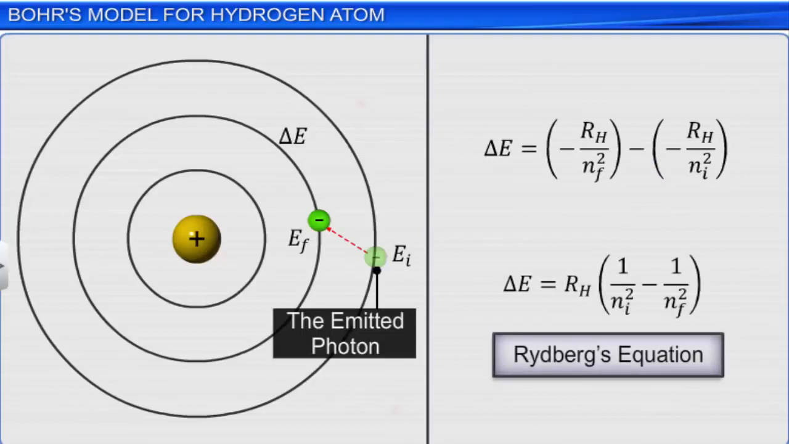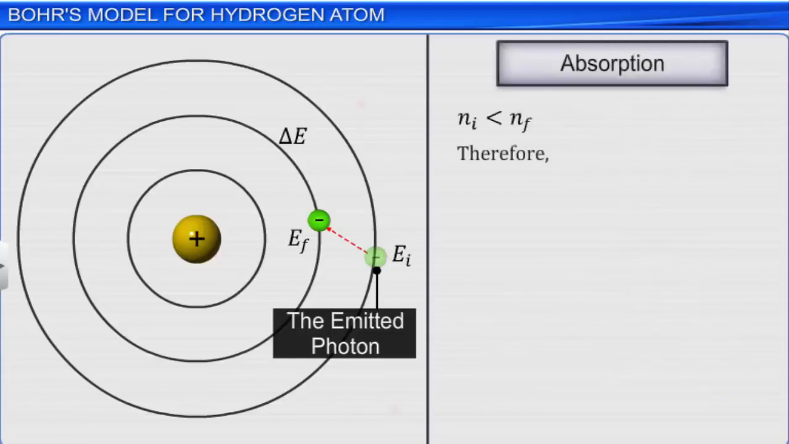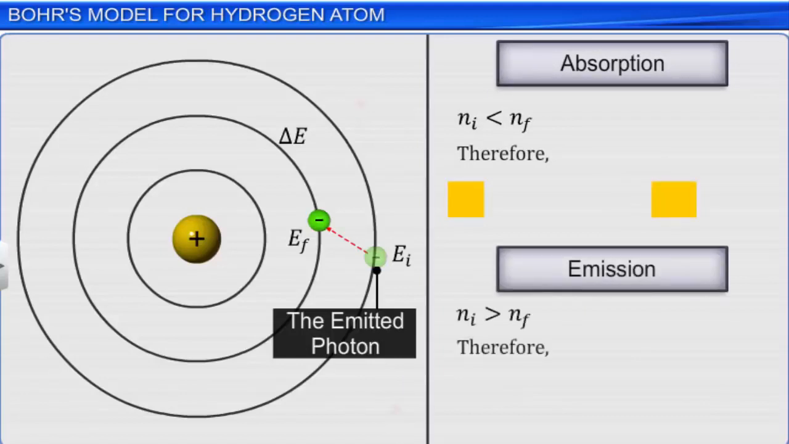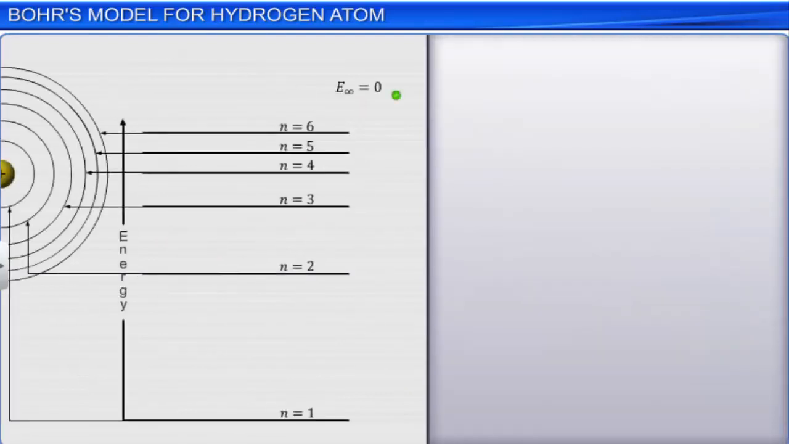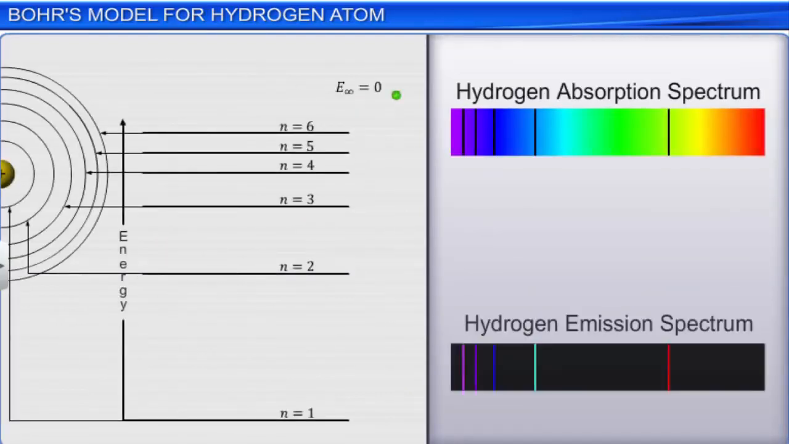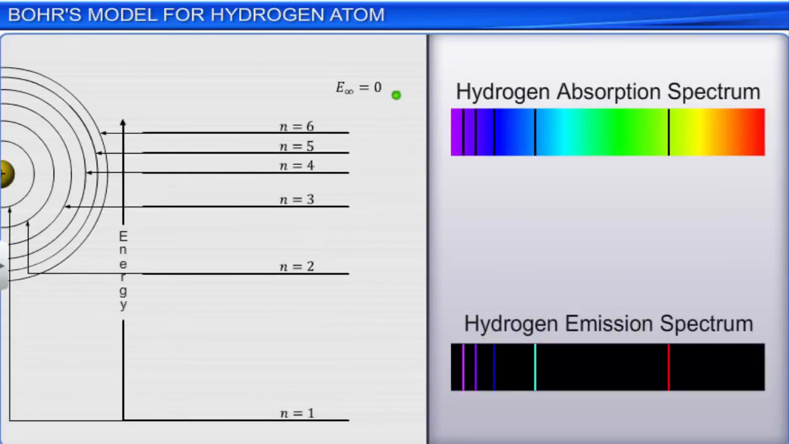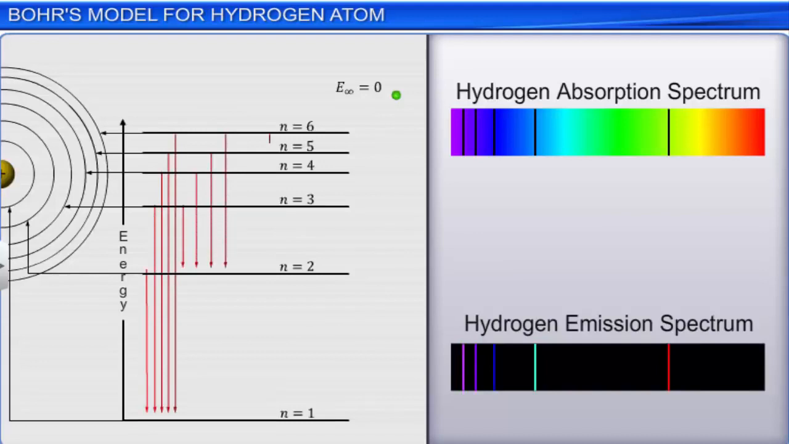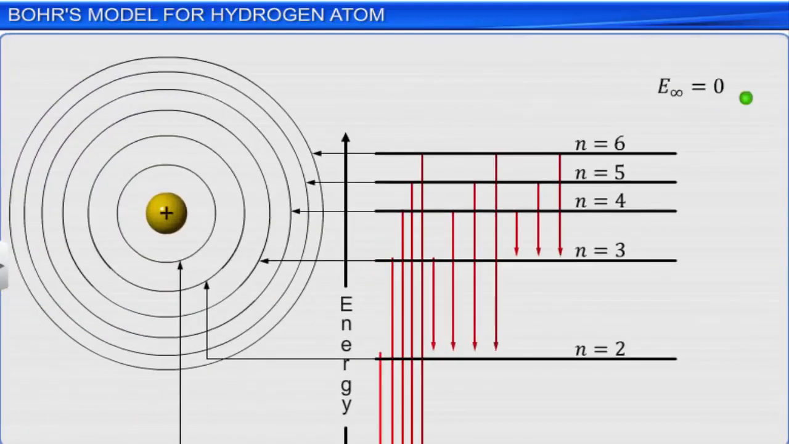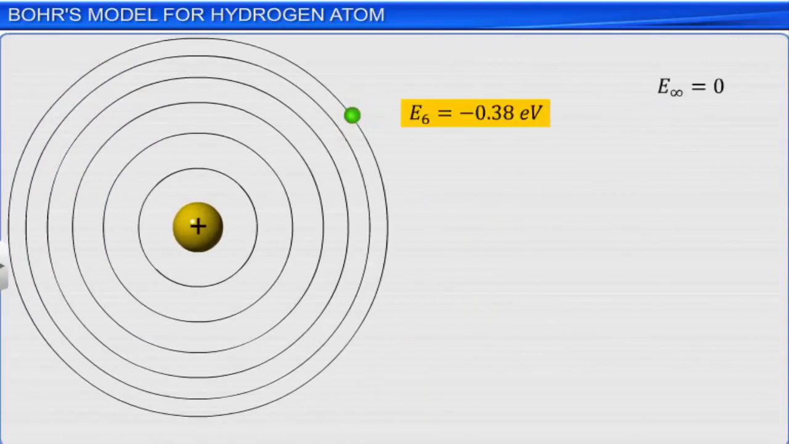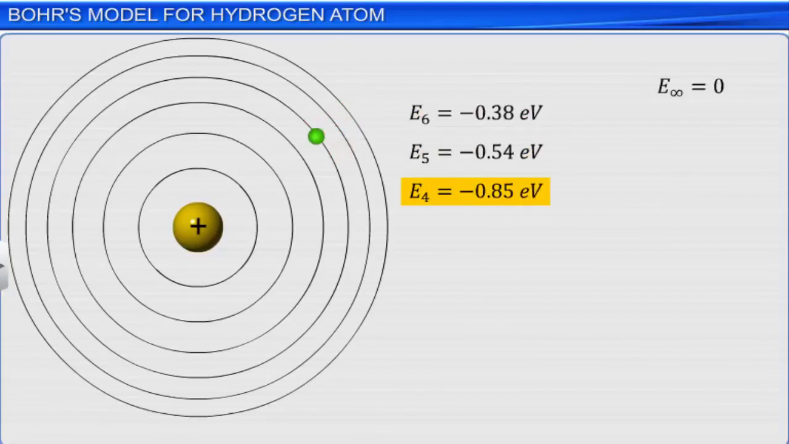Note that in case of absorption of energy, delta E is positive, and in case of emission, delta E is negative. Thus, each spectral line in an absorption or emission spectrum can be associated to a transition of states by the electron of a particular hydrogen atom. Bohr's model also shows that the intensity of each spectral line depends upon the frequency or wavelength of photons absorbed or emitted.